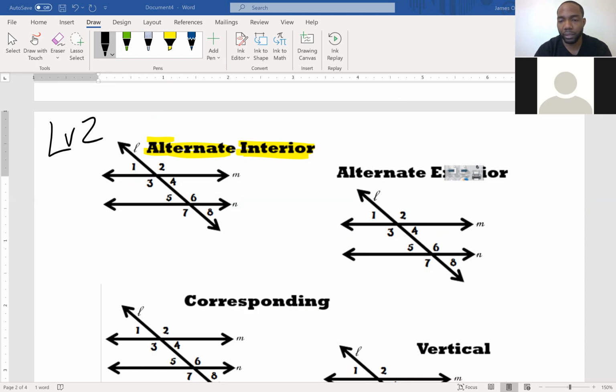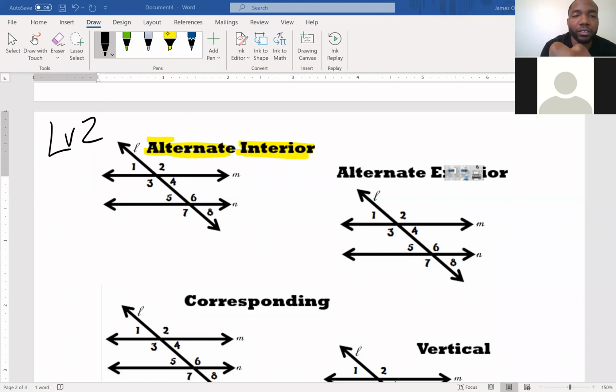Okay, good. And what does the word interior mean? Good. Come on, y'all. Come on, scholars.